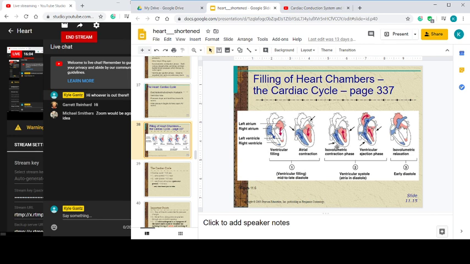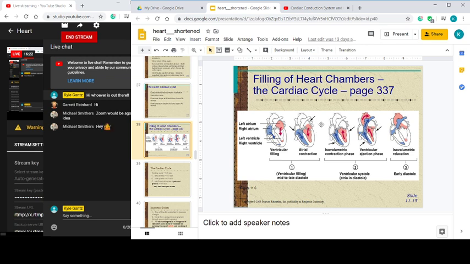Zoom would be a good idea. The only thing that I lose with not having Zoom is to be able to do this. I can do Zoom at home though. Anyway, blah blah blah. We can talk about that later.